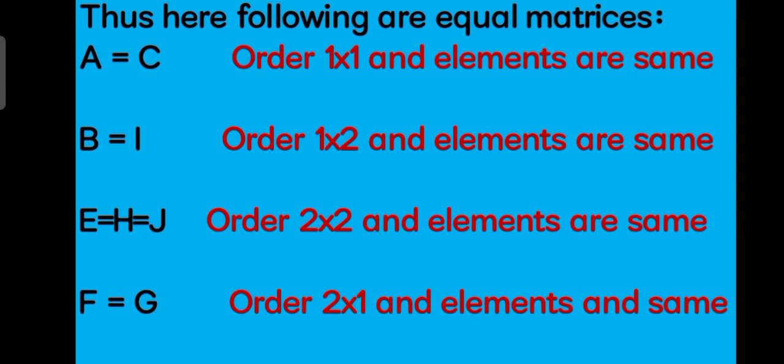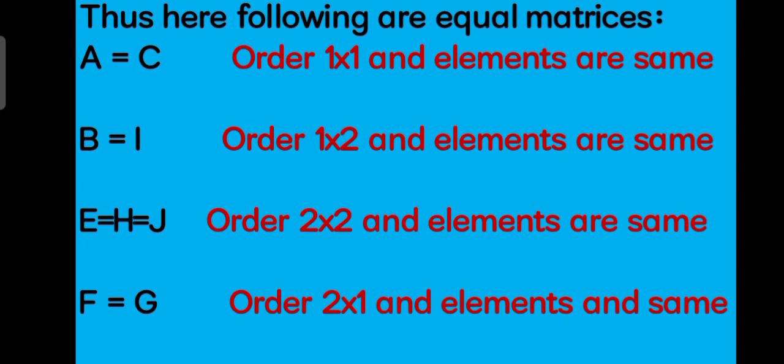B and I: look here, I has 3 and 3 plus 2 is 5. And B also has 3 and 5, two elements. I also has 3 and 5, two elements which are the same, and their order is also the same. Similarly, E, H and J have an order of 2 into 2 and the elements are also the same, you can check it. And then F and G are also equal, they have an order of 2 into 1, and the elements are also the same.